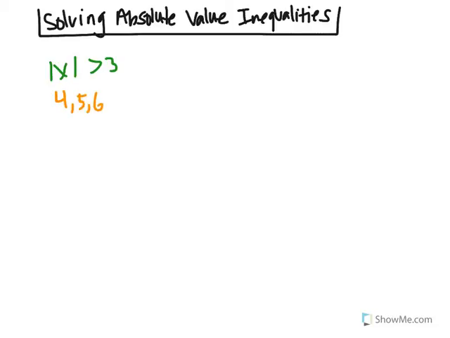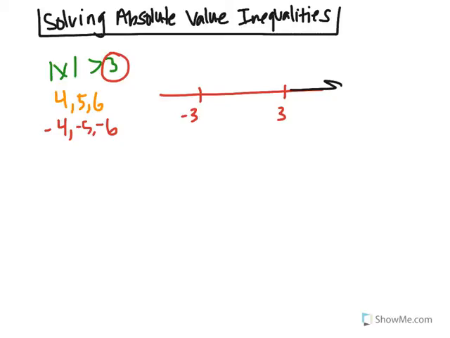5 would work, 6 would work, and so on. The other values that would work would be negative 4, because negative becomes positive, negative 5, negative 6, and so on. Putting these on a number line, I'll put negative 3 and 3. What I would have is all values that are bigger than 3 and less than negative 3. So when it's greater than, you end up getting an or inequality solution, because those values work when you throw in an absolute value.